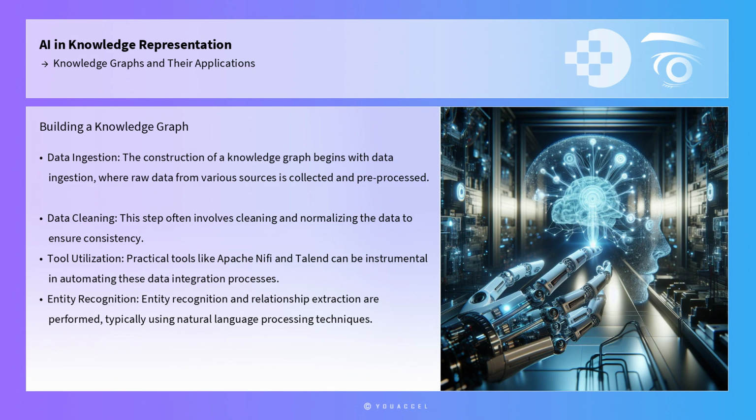Next, entity recognition and relationship extraction are performed, typically using natural language processing techniques. Frameworks such as Stanford NLP and spaCy offer robust libraries for recognizing entities and parsing relationships from text, converting unstructured data into structured triples: subject, predicate, and object.